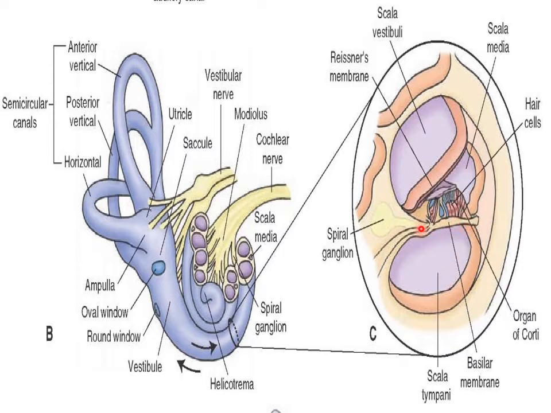On top of the basilar membrane and inside the scala media, you will find the organ of Corti. What is the organ of Corti? This is the sensory organ of hearing.